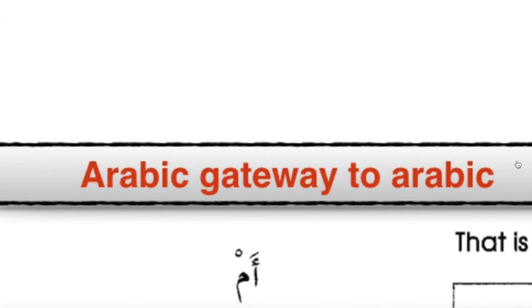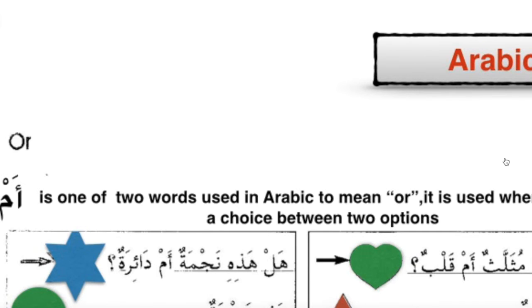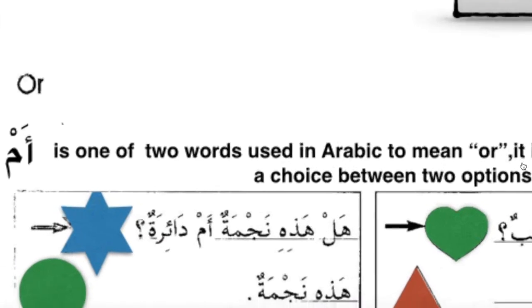Today we're going to see how you say "or" in Arabic. Two things, two options, and you want to know which option is right, so you have to use "or". And what is it called in Arabic? It's called am. We use am when you have a choice between two options. Let's take some examples and practice, inshallah.